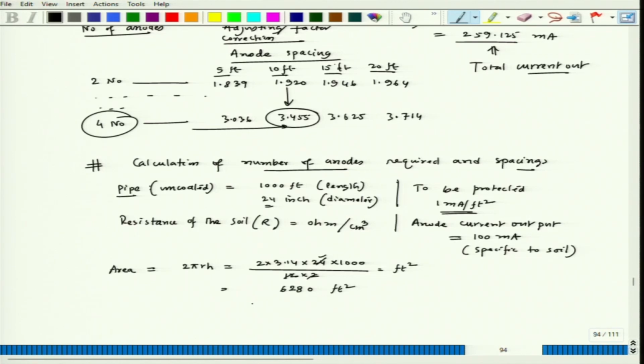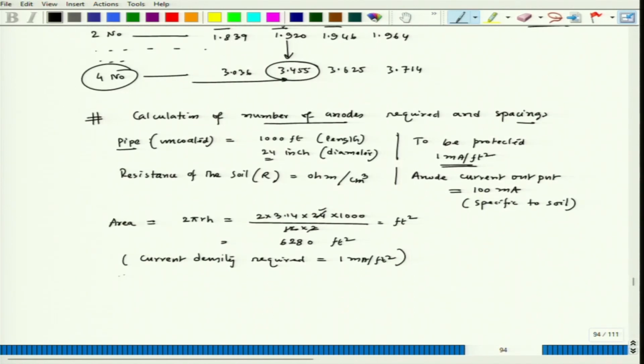So, this is the total area, and we know the current that will be required for protection of the entire area. The current density required is equal to 1 milliampere per feet square. So, the total current that is required is 6280 into 1, equal to 6280 milliampere.